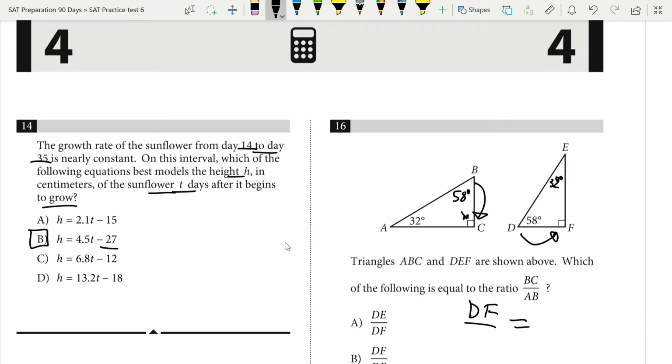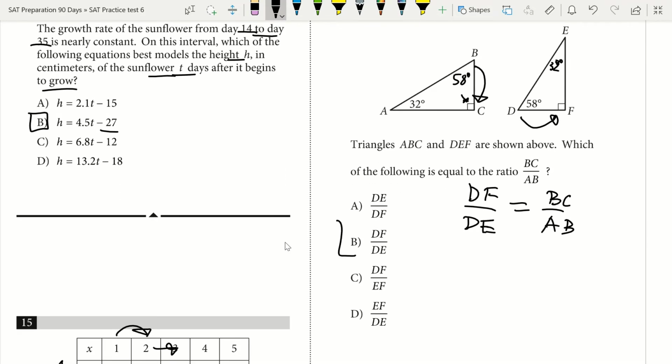Okay. Now I'd look at AB. So I know AB, I see that that's my hypotenuse, right? So now I find my hypotenuse over here. I see that that's DE. So I'm looking for DF over DE. Okay, I see that that's going to be answer choice B, DF over DE.